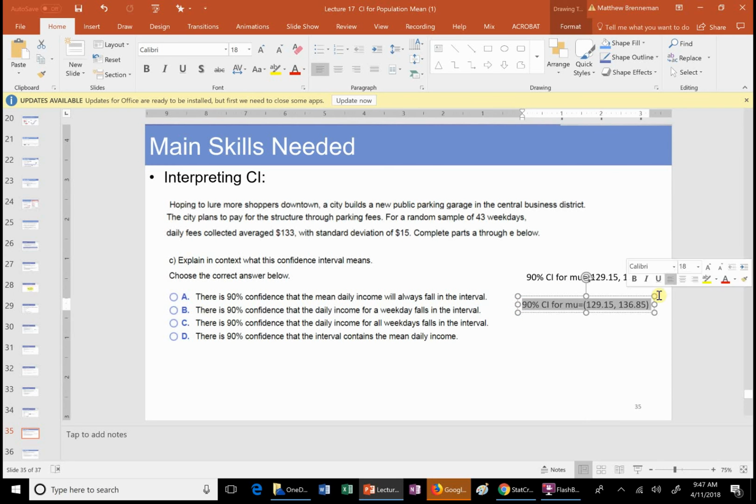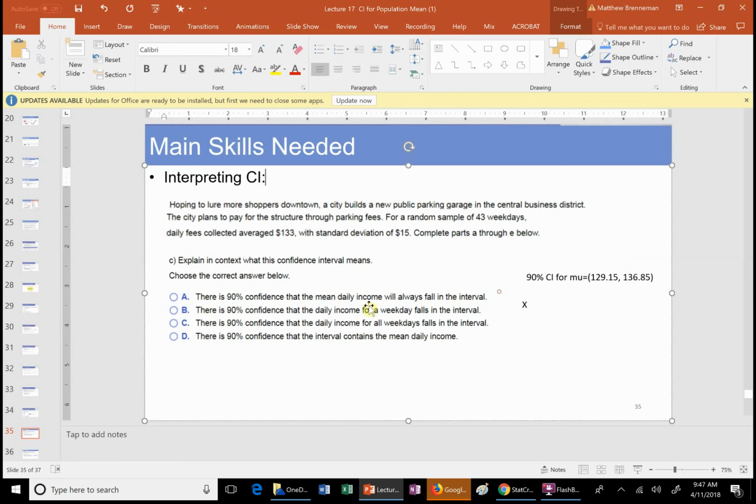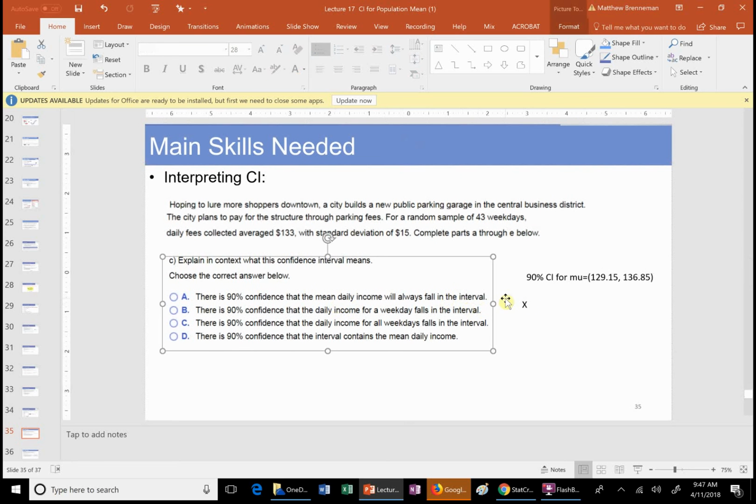So we know that the first one is wrong because we can't say anything about it. There's not a 90% confidence that it always falls in this particular interval. Okay. There's a 90% confidence that the daily income for all weekdays falls in the interval. Okay, so now we can kind of figure out the difference between these two, right?